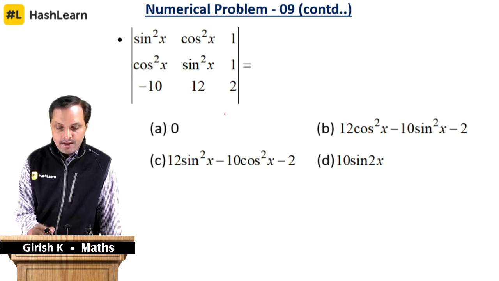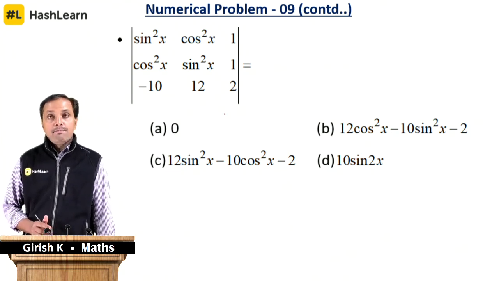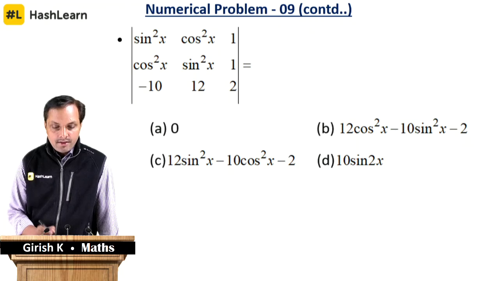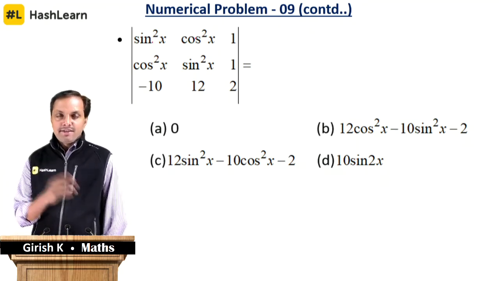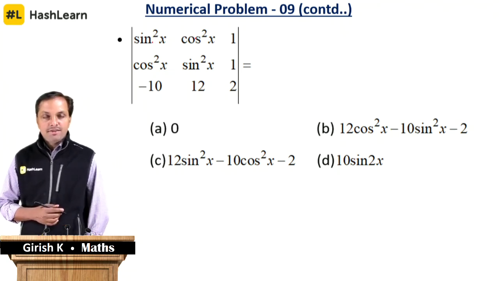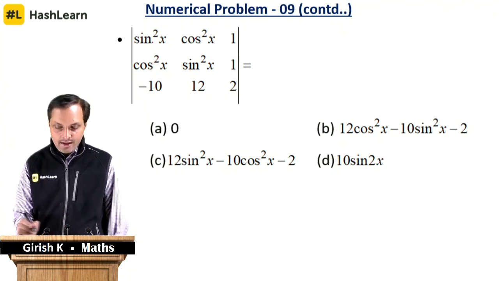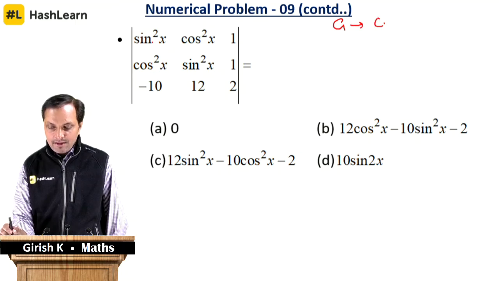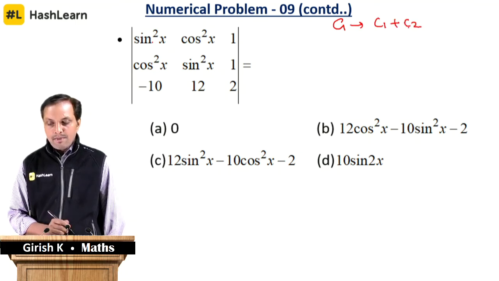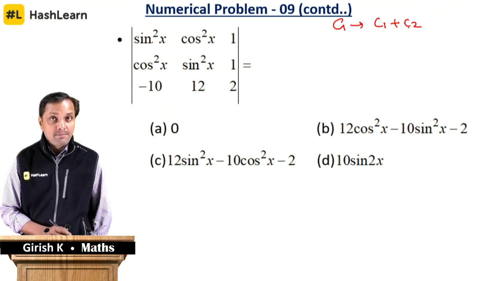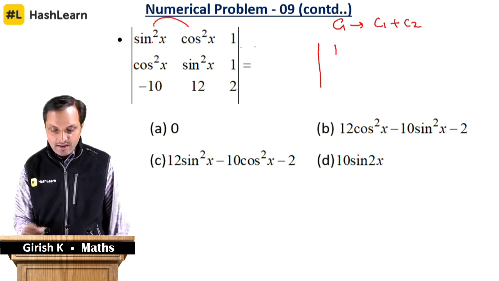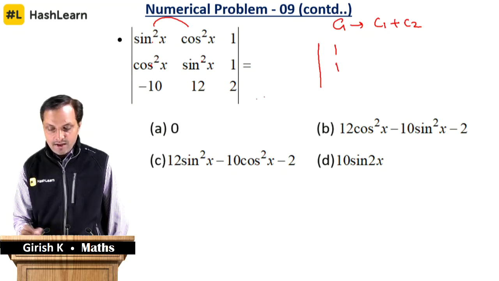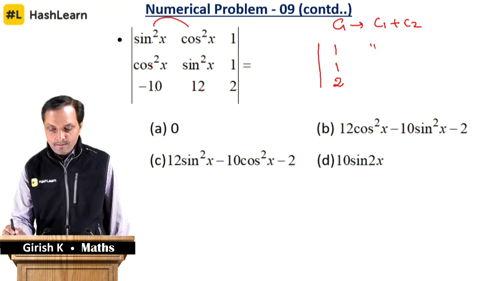Sin square x and cos square x. So one interesting part you can observe here, sin square x and cos square x is given. See, when you add, sin square x plus cos square x will give you always 1. So here if I apply c1 plus c2, the reason I am applying is I want to make sin square x plus cos square x as 1. So sin square x plus cos square x is 1, cos square x plus sin square x is also 1, minus 10 plus 12 is 2.